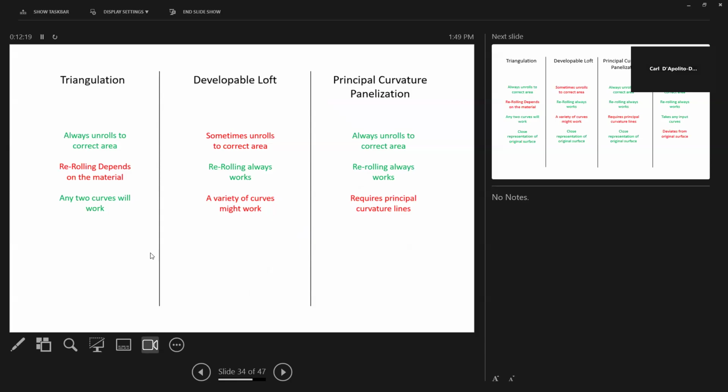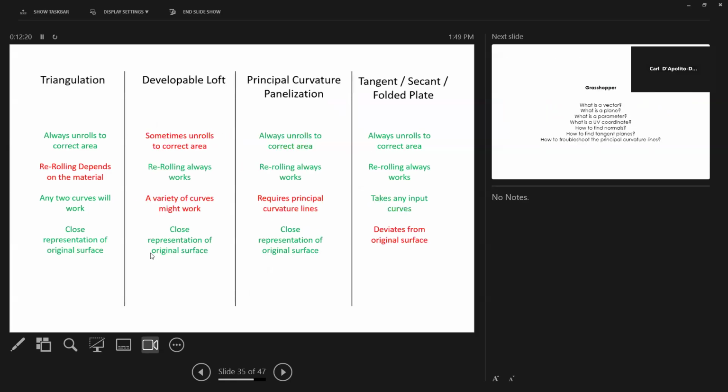And then if we were to put the methods from module 1 into this, they would be like this in terms of characterization. They always unroll to the correct area. Re-rolling always works. They take any input curves, but they deviate from the original form, whereas all of these are a close representation of the original. Okay, so that's sort of a categorization of the methods.